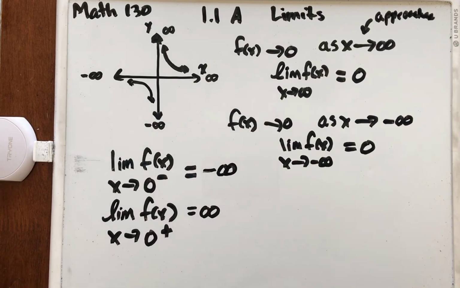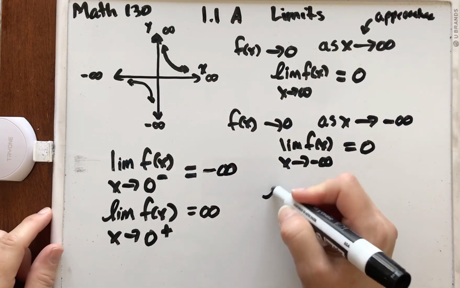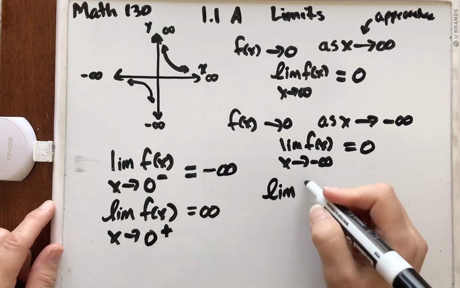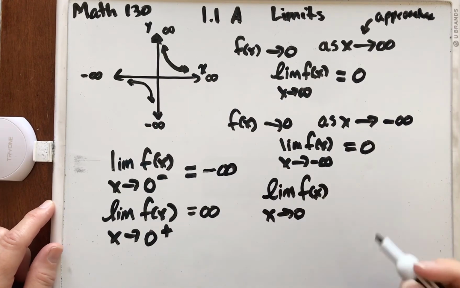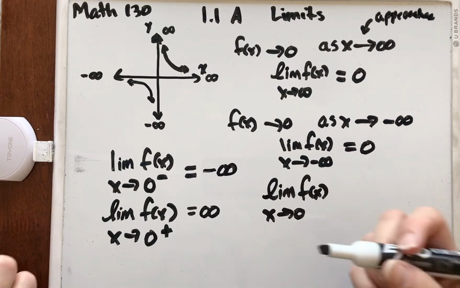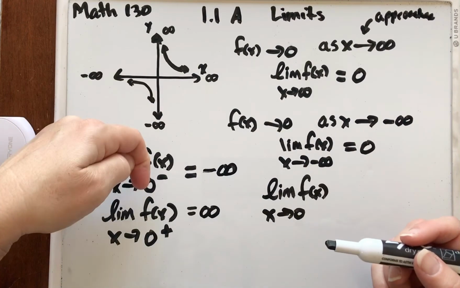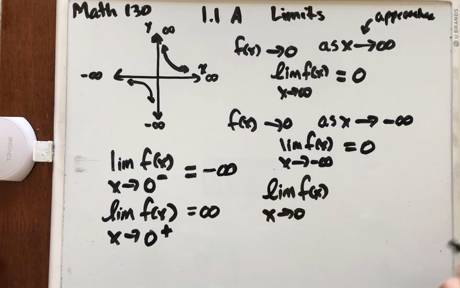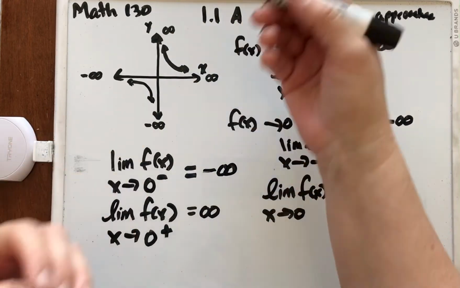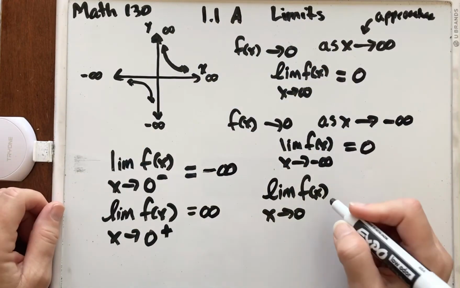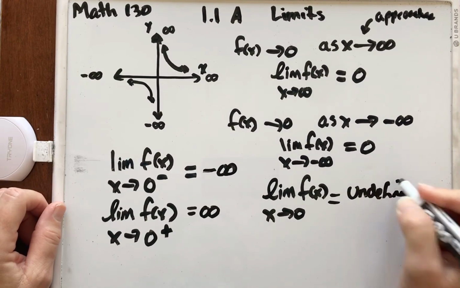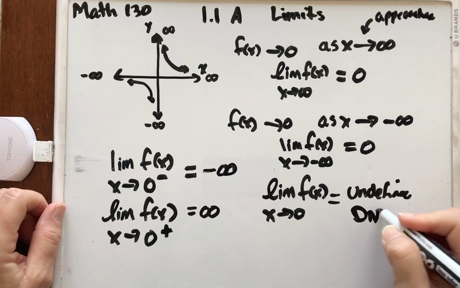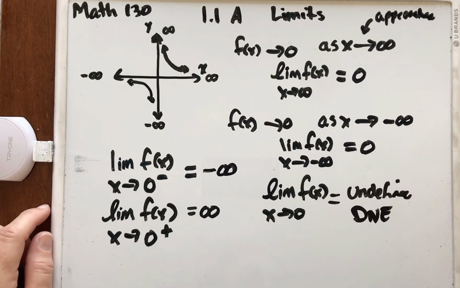Okay? Now let's look at, if we want to say, the limit of f of x as x approaches 0. But wait a minute. From the left, it goes to negative infinity. From the right, it goes to positive infinity. Because it's going in two separate directions, we say it's undefined. In other words, does not exist. The limit does not exist.